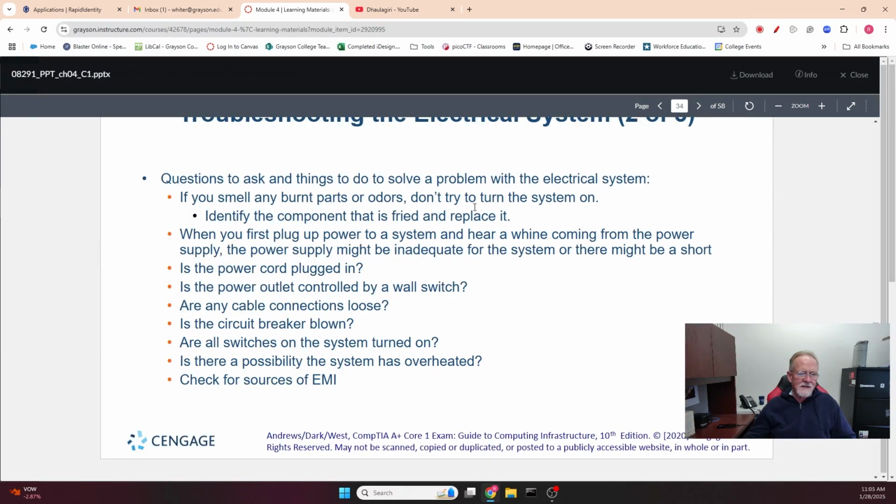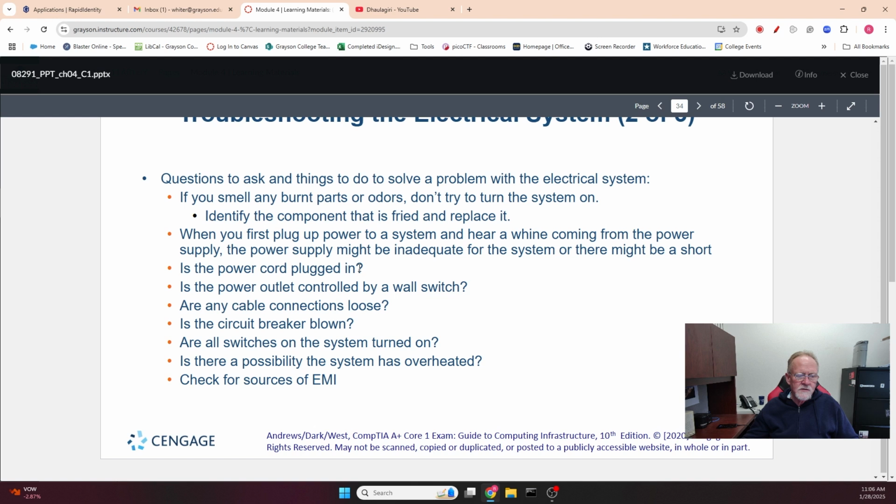Questions to ask. If you smell any burned parts, don't try to turn the system on. Open the case and look. You're probably going to be able to very easily tell what's fried. If you look at the processor and it's black and has soot built up on it, you're probably going to need to replace the motherboard. At that point, you need to look at whether it's cheaper to replace parts or to replace the whole system. Check and see if the power cord's plugged in.